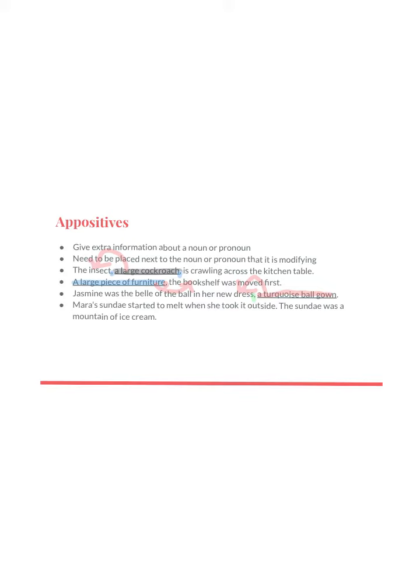So when you talk about combining sentences, we have Mara's sundae started to melt when she took it outside. The sundae was a mountain of ice cream. So we have a main sentence here, and then we're going to have extra information, and we know the sundae is the noun we're going to be modifying.